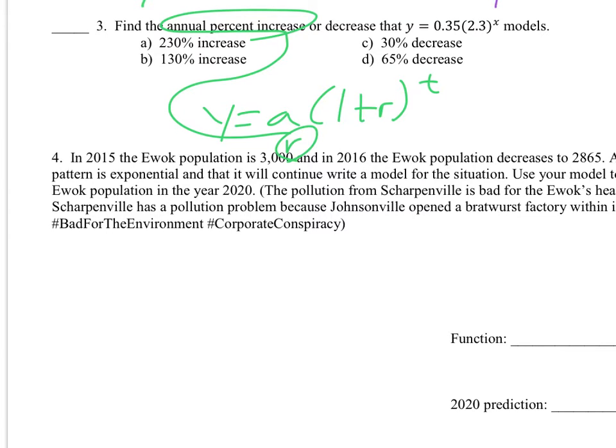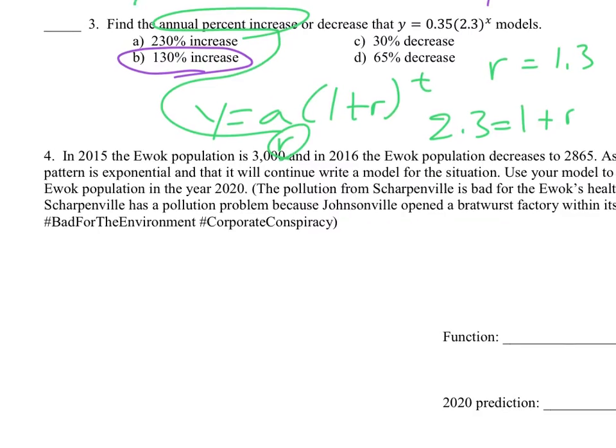Well, 2.3 equals 1 plus R. So if we solve that, we get R has to equal 1.3. Now in terms of percentage of increase, that would be a 130% increase. So that's what we're looking at there. So be careful with that one. Sometimes very easy to make a mistake on that.